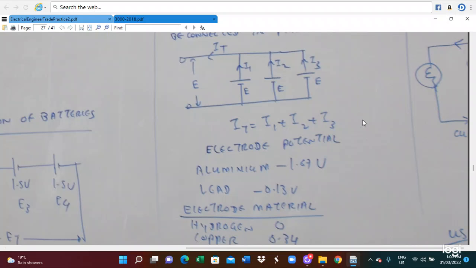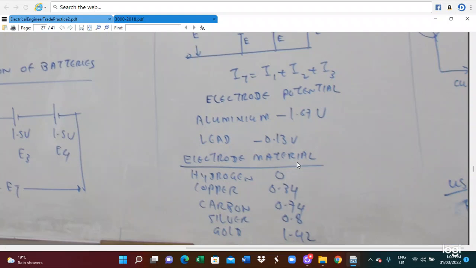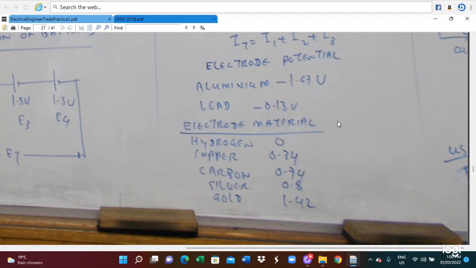The electrode potential for aluminum is 1.67 volts and for lead 0.13 volts. For the electrode material, hydrogen is 0, copper 0.34, carbon 0.74, silver 0.8, and gold 1.42. These are the electrode potentials. Depending on the electrode material, there will be different electrode potentials.